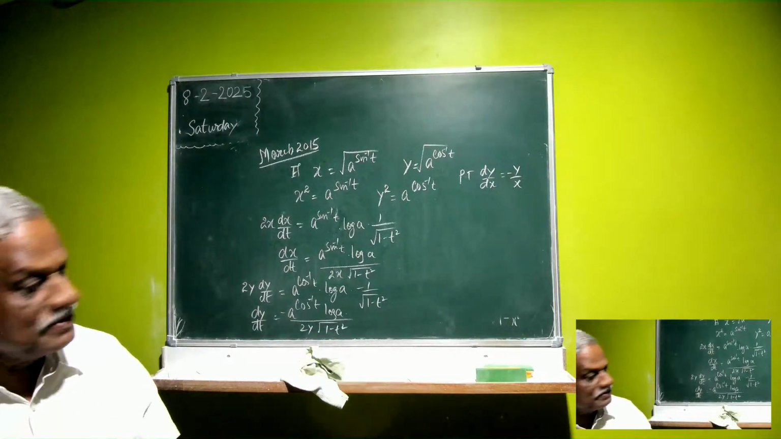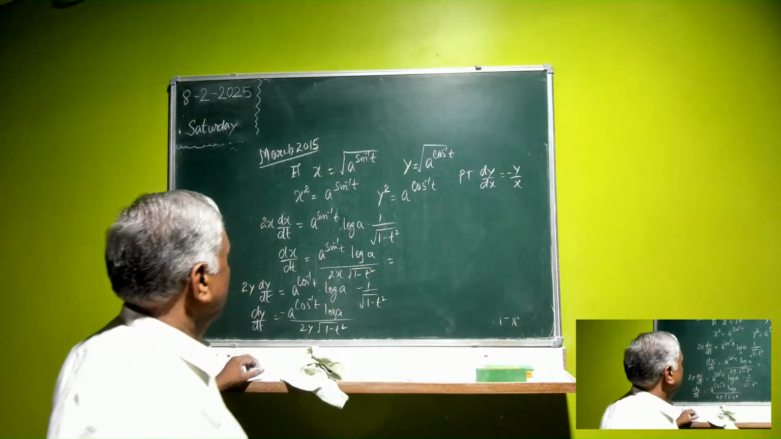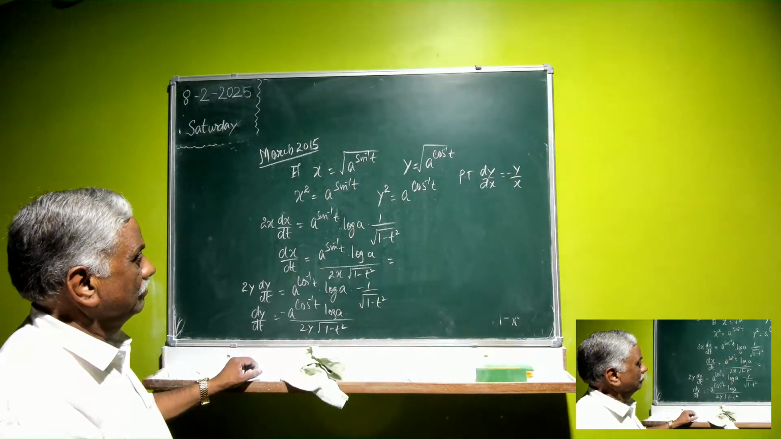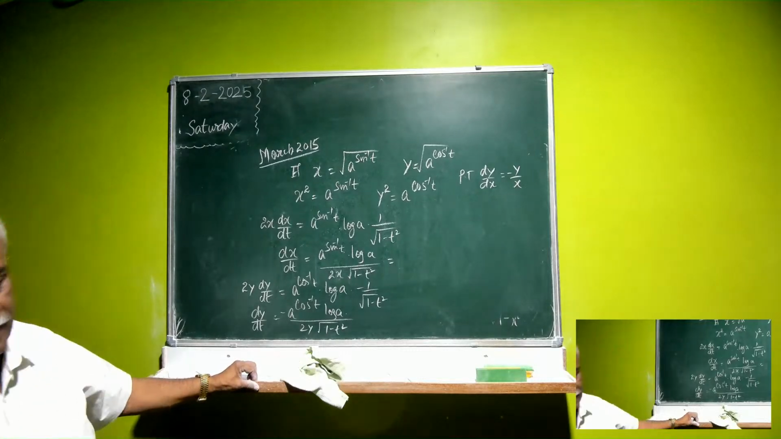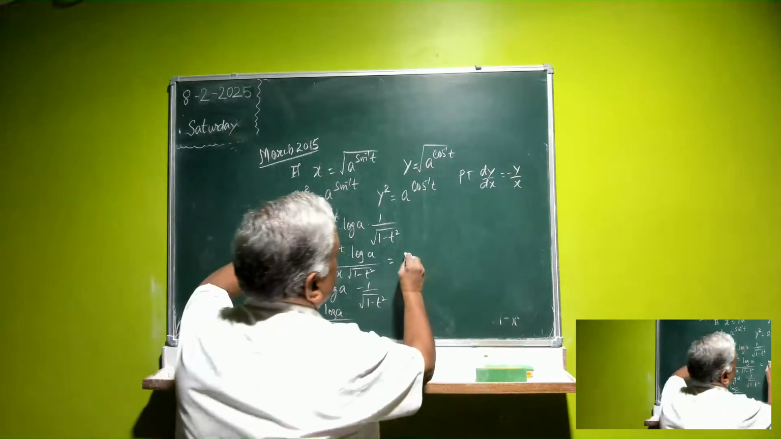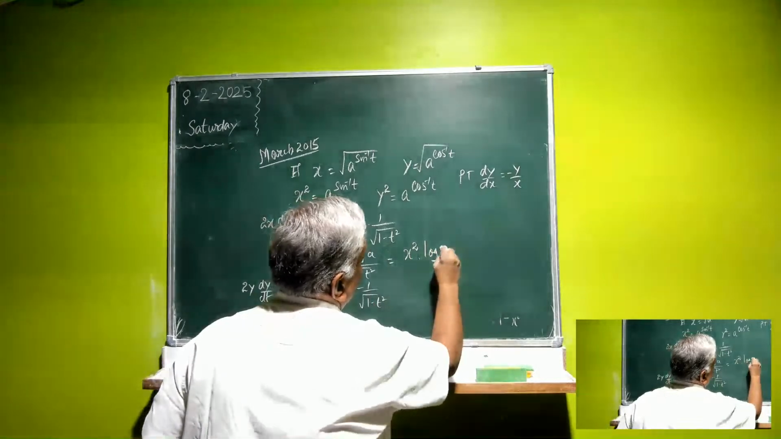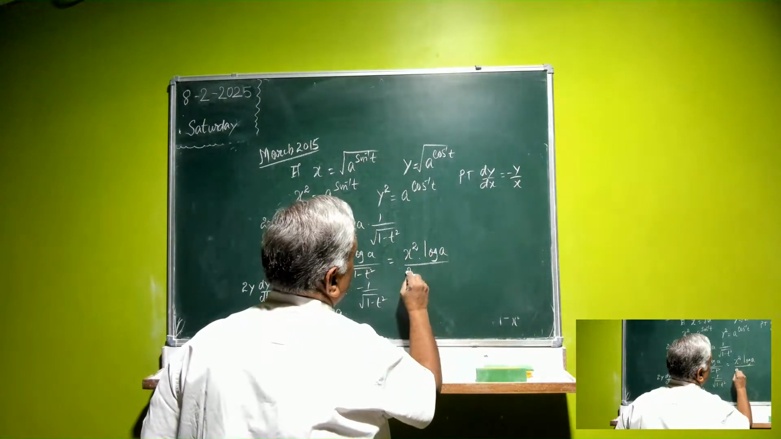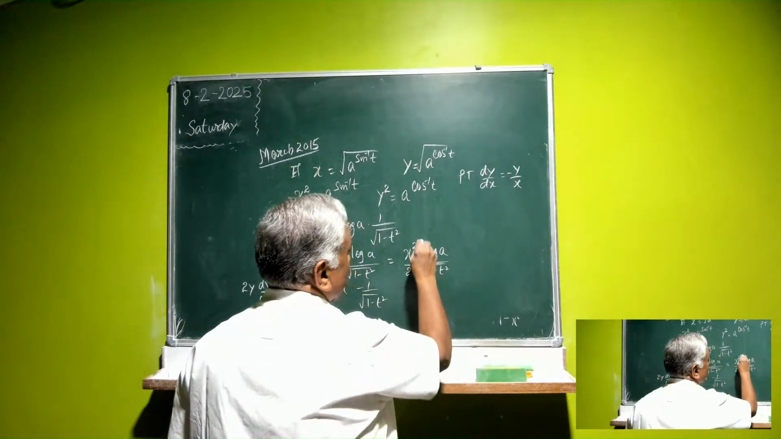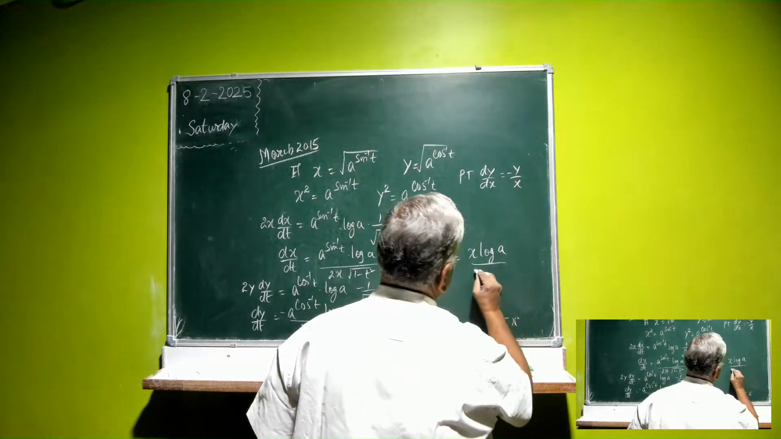Okay, you see here, this is a to the power of cos inverse t. What is a to the sine inverse t? They write this as x square into log a divided by 2x into root of 1 minus x square. Now one x will cancel. You get x log a. I told you it's a difficult problem.